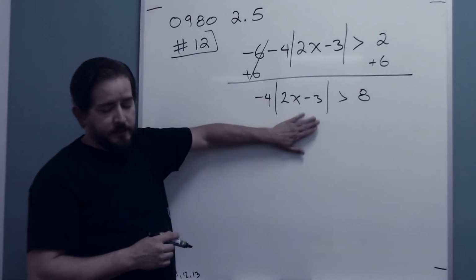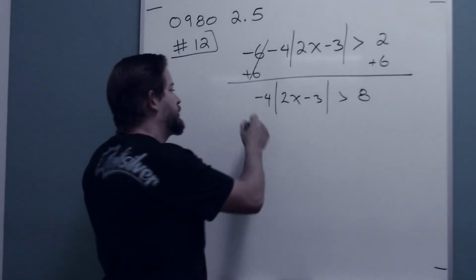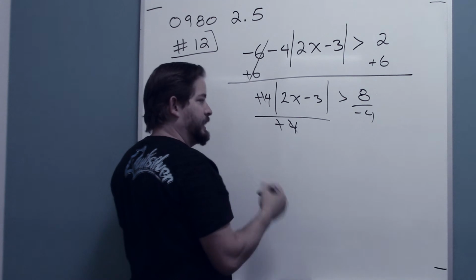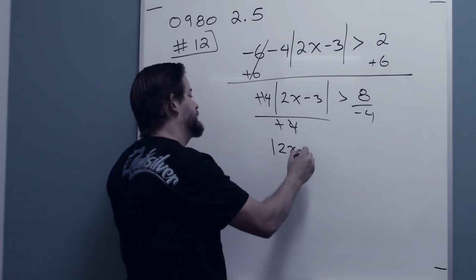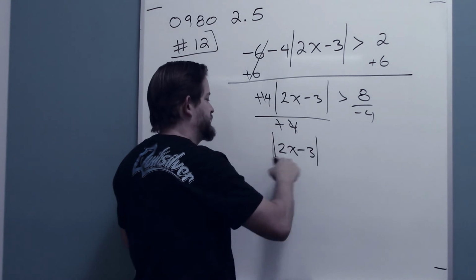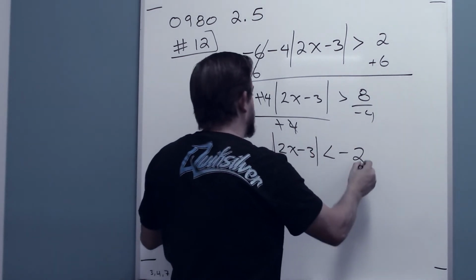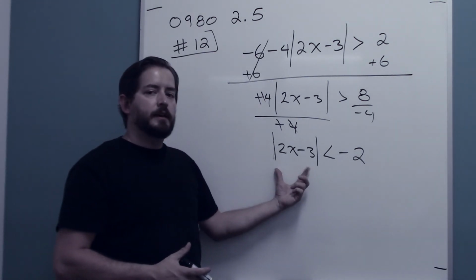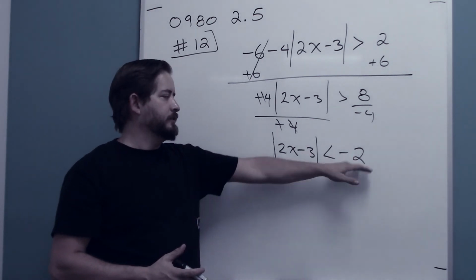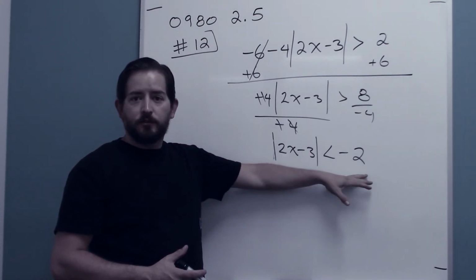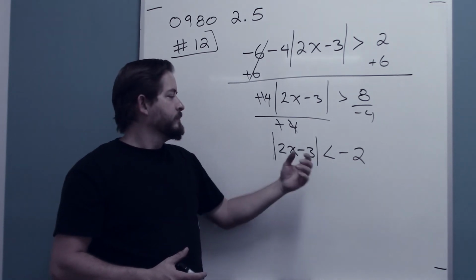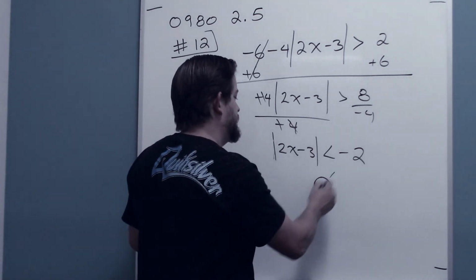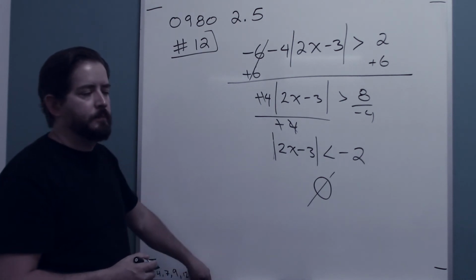Now I still want to isolate the absolute value, so I'm going to divide both sides by negative 4. That's how I get rid of this negative 4. I'm dividing an inequality by a negative, so what does that do? That flips this sign, and now it's less than negative 2. And I can stop here. When I've isolated my absolute value in an inequality or an equality, and I have a negative number on the other side, this is either everything or nothing. This absolute value will never be less than a negative, and so it's nothing. Nothing's going to work here, and we're done.